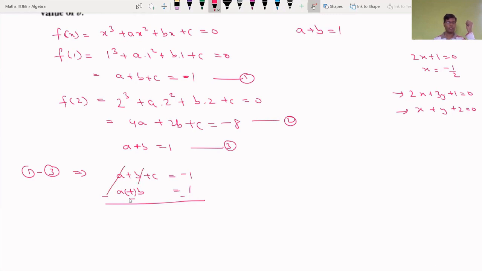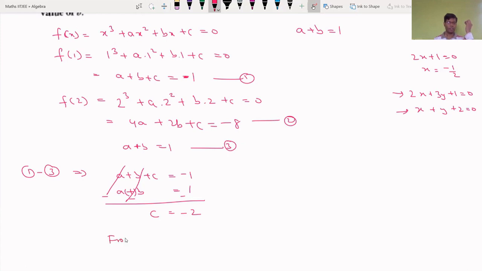So this will go off, this will go off, this will be c is equal to minus 2. Okay, so I got the value of c. Now this c I can put in equation 2, and also I can put a in terms of b in equation 2, so that I get the value of b. Okay, so let me do that.